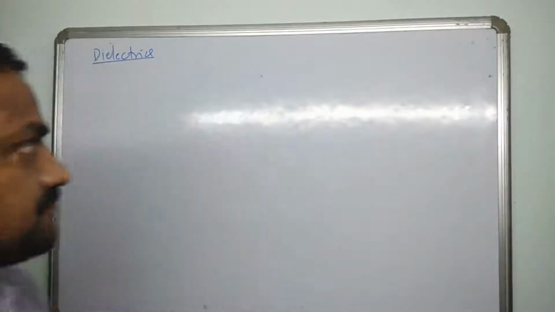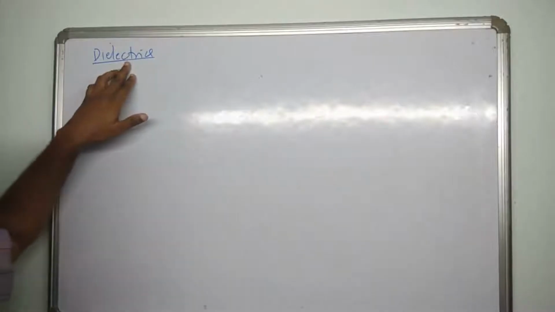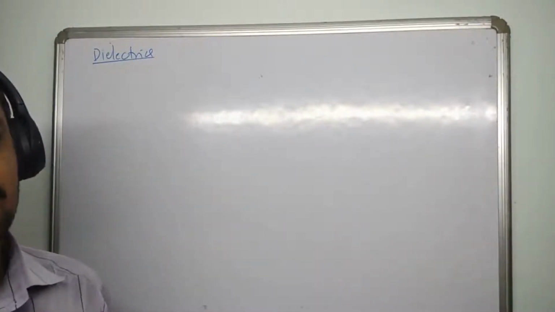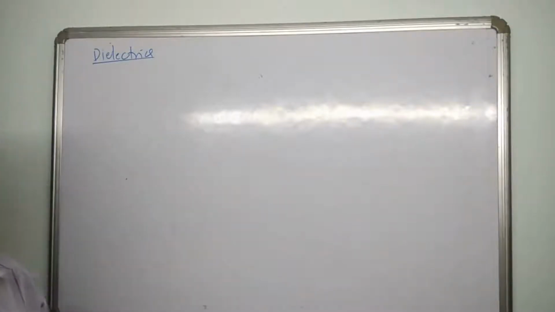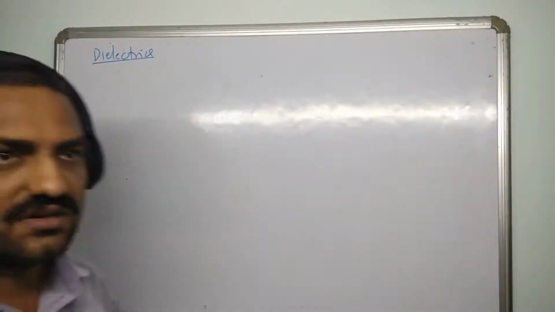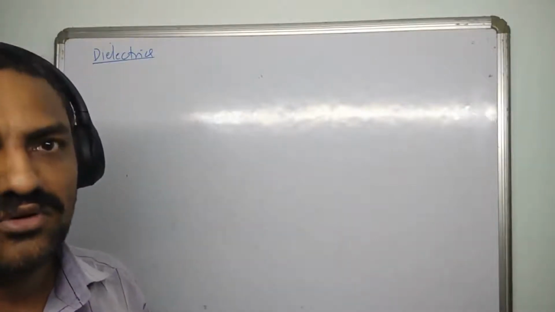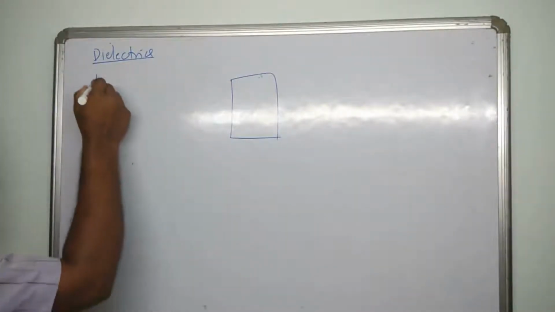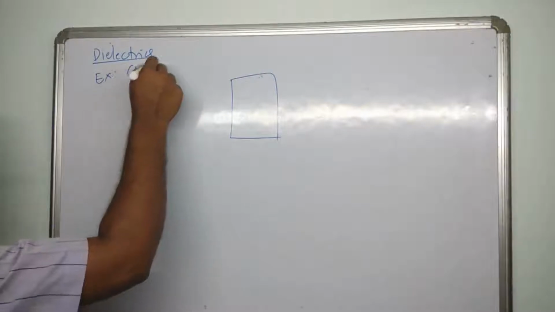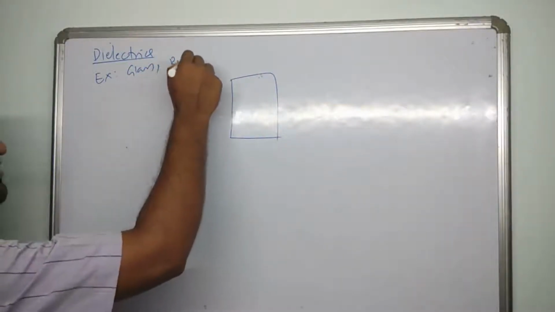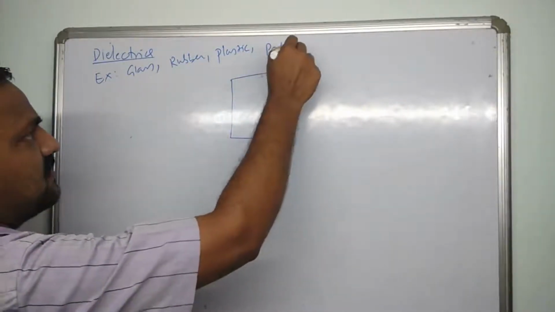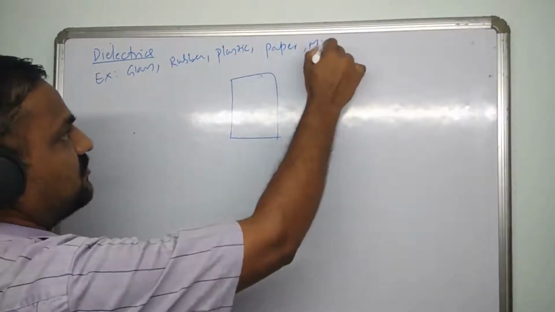Let's start with the first one, dielectric. What is a dielectric? A dielectric is an electrically insulating material which has the ability to get electrically polarized upon the application of some external electric field. So a dielectric is any insulating material which becomes electrically polarized. If you take a slab of a dielectric, this dielectric can be glass, it can be even rubber or even paper, plastic, and several others.